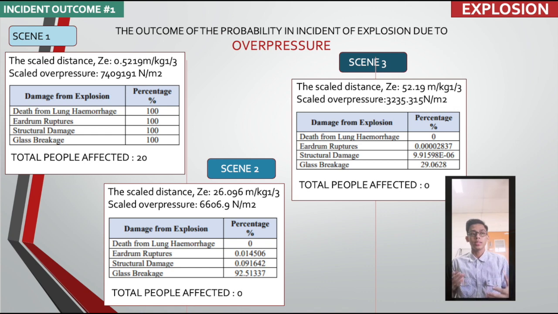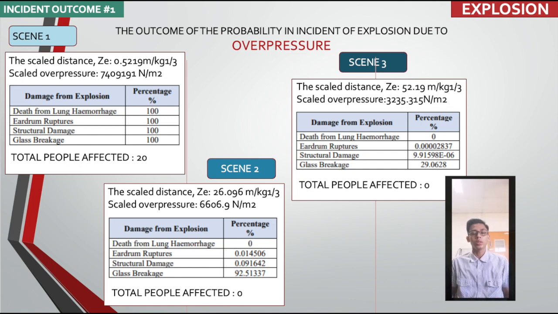Before we move on to the incident outcome, I would like to describe the scenarios of the cases when the incident occurred. The first scene is a plant with 20 operators working in a process area day and night. Scene 2 is an administrative office, located about 500 meters from the process area, with a population of 40 staff in the daytime. The last scene, scene 3, is a residential area, located about 1 kilometer from the plant, with a population of 500 people.